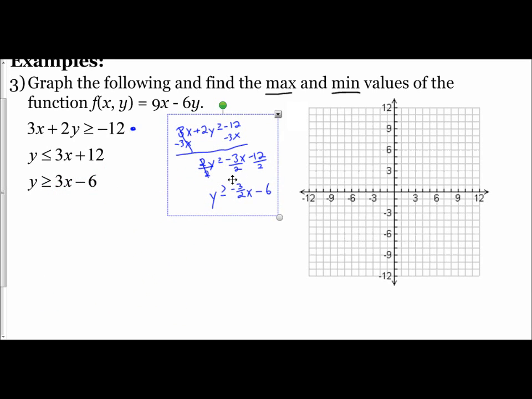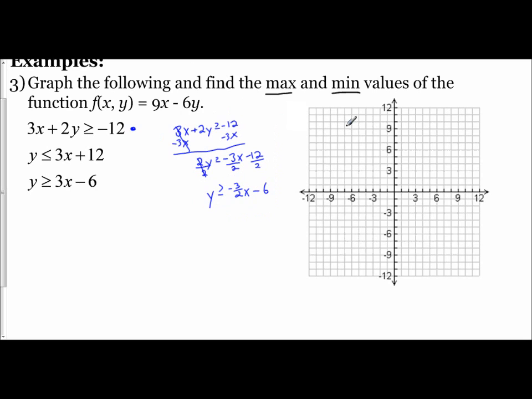So I'm going to take my inequality and I'm going to graph it. I have a y-intercept of negative 6, and I have a slope of negative 3/2. So down 3, right 2, down 3, right 2. I go up 3, left 2.